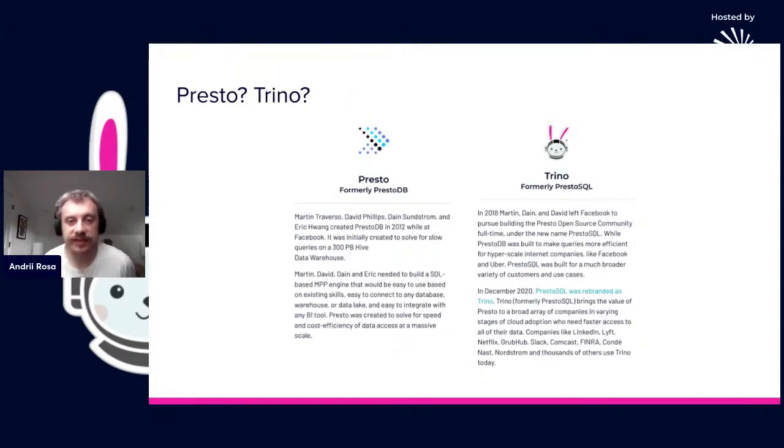Up until now, I've been mostly talking about Presto. Now I'm going to slowly transition to Trino. Just to understand the difference between Presto and Trino, I know Brian has already talked about this a little bit. Presto was started in 2012 by Martin, David, and Eric. And in 2018, they decided to leave Facebook and focus on building a community-centric project. So they created a fork called PrestoSQL. It was later rebranded as Trino, but this is still the same project.